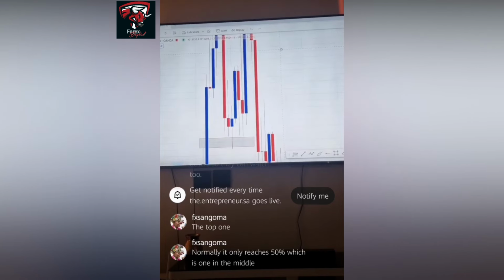Okay, simple as that. That's what we're looking at. We're looking at price action.